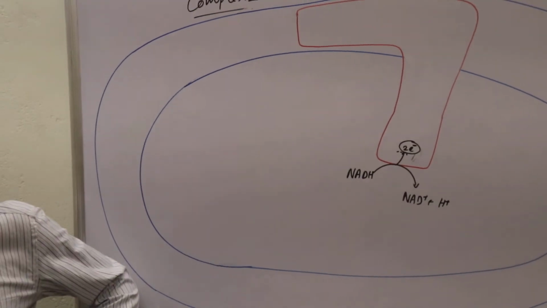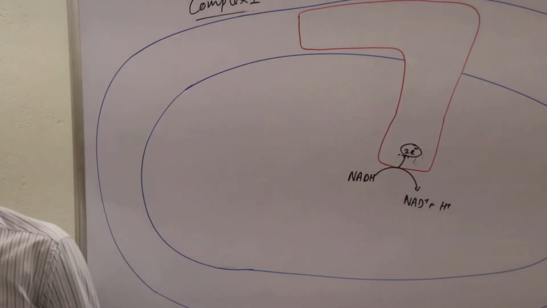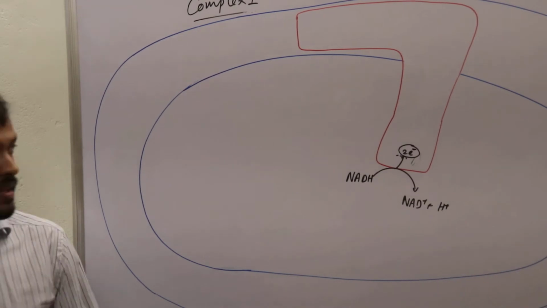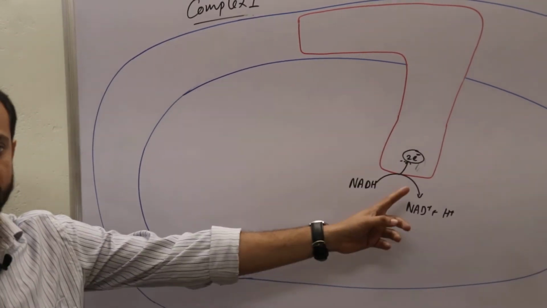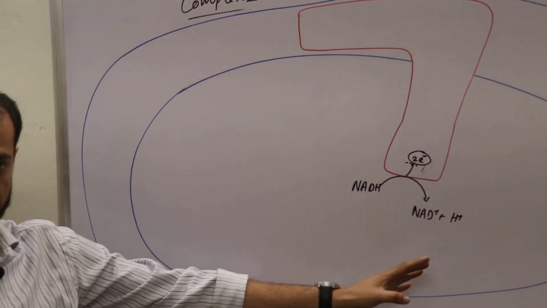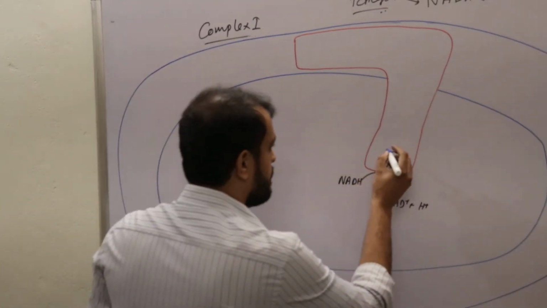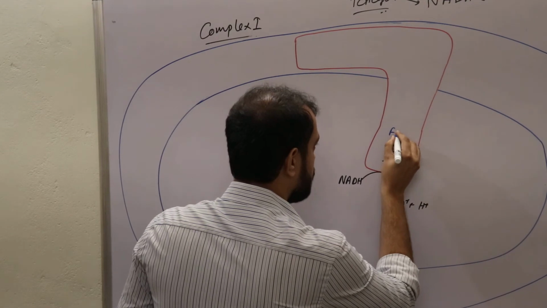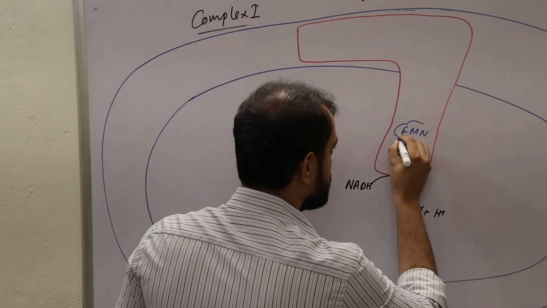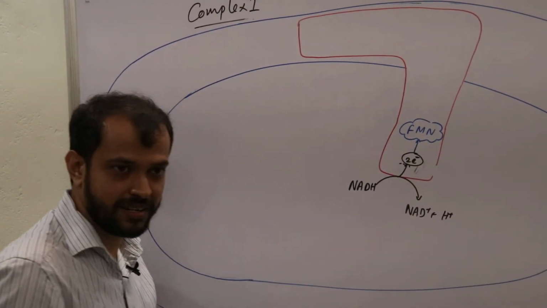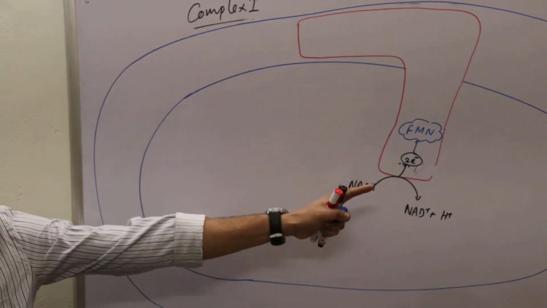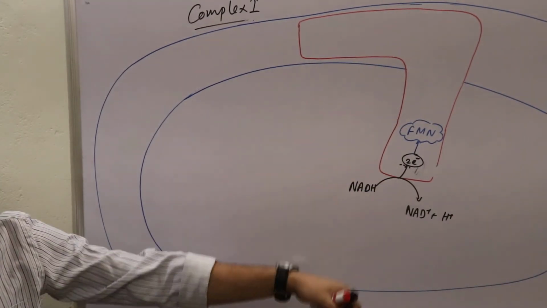Are you understanding, sir? Now listen, these 2 electrons are now taken up by flavin mononucleotide, one of the prosthetic groups, right? These 2 electrons are now taken up by one of the prosthetic groups, okay?